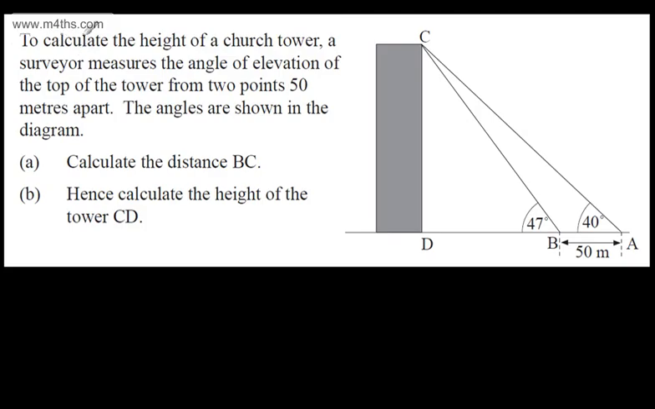It says to calculate the height of a church tower, a surveyor measures the angle of elevation of the top of the tower from 2 points 50 metres apart. The angles are shown in the diagram. In part A we need to calculate the distance BC, and in part B it says hence calculate the height of the tower CD. Let's just go ahead and draw a triangle on this particular picture.